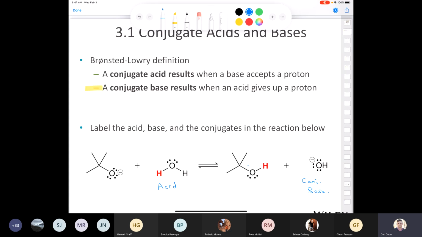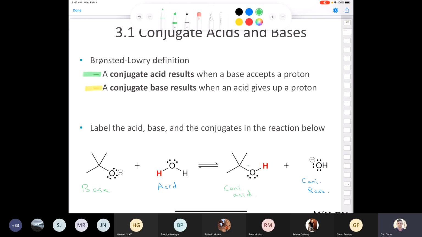Now, if we go back to our reactants again, you can see that this, what's called an alkoxide, this compound with a negative charge, is behaving as a base, right? Because it is accepting a proton. How do I know that? It's got no proton here, but it's got one over here. So that means it accepted a proton. And if we go by, again, our definition, a conjugate acid is what results when a base accepts a proton. This must be our conjugate acid, like that.